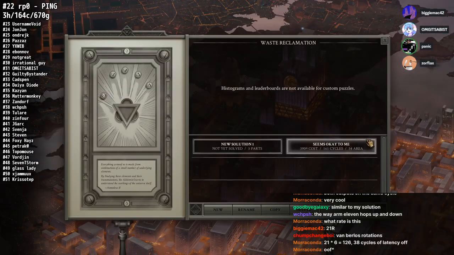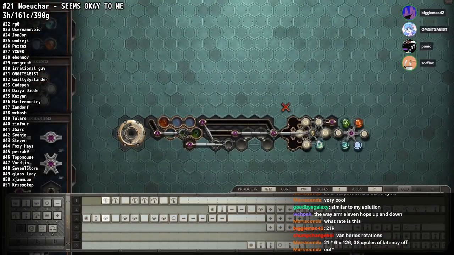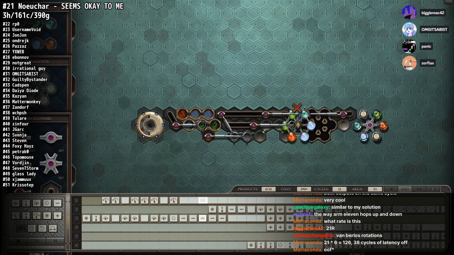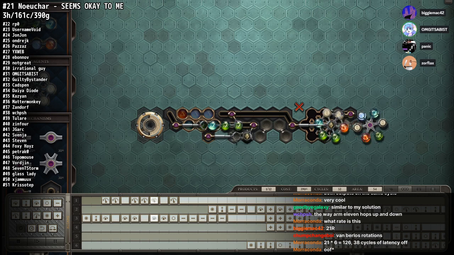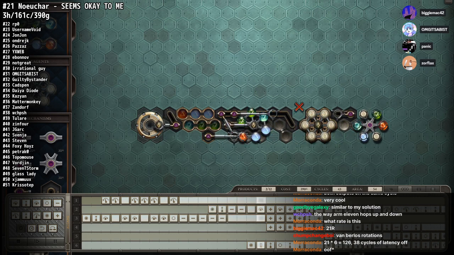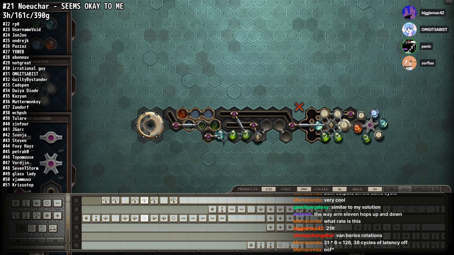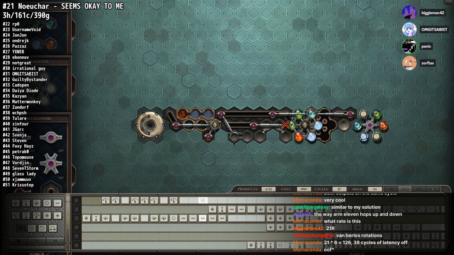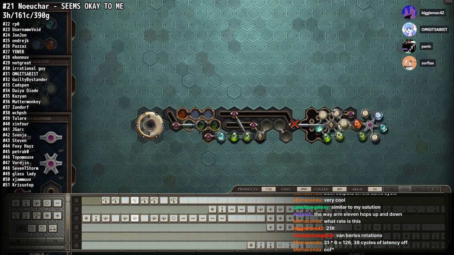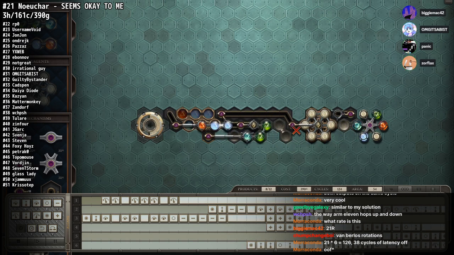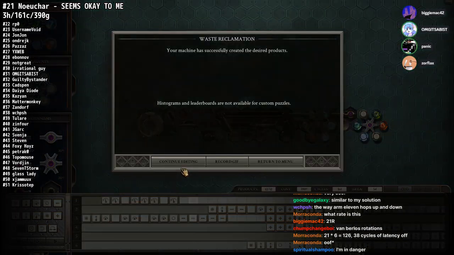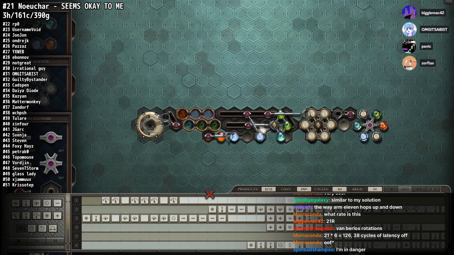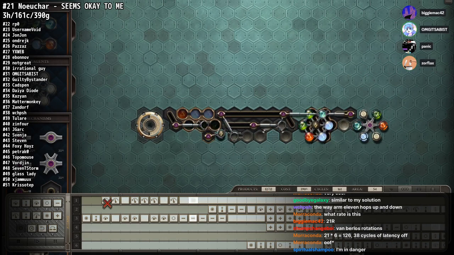Alright, now we got a massive three-cycle drop. Wow. To Nuachar. Seems okay to me. Okay is 21st place nowadays. So this has a pretty nice unbonding sequence, I guess, without a lot of regrabs. I am genuinely shocked I cracked top 20. Yo. Yeah, you did.